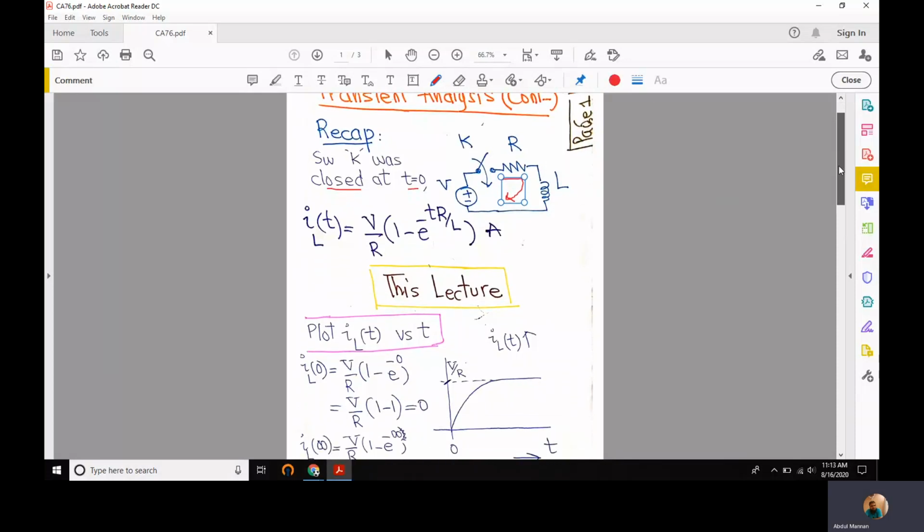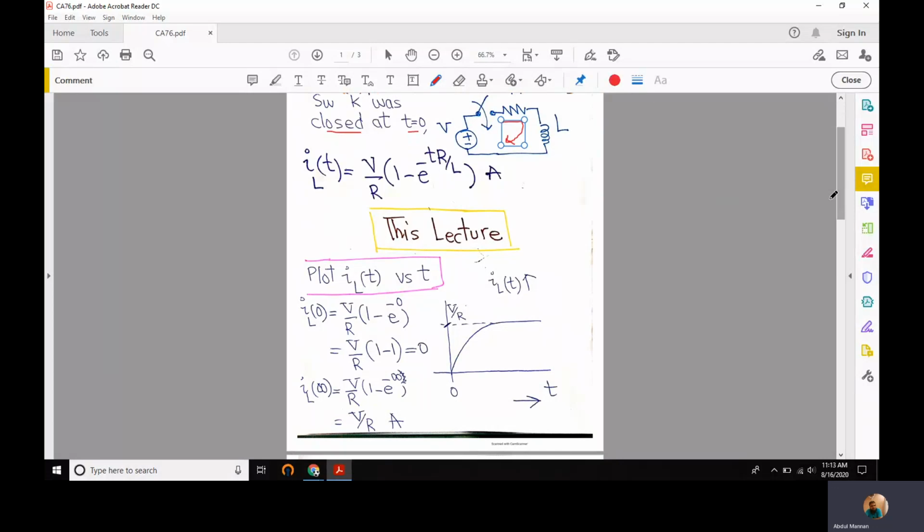In this lecture, we will continue our work and plot I sub L of t versus time. For that, we have to plot it for different values of time. We already know that functions of the form 1 minus e to the minus t times a constant have a shape like this. The initial value can be obtained by putting time t is equal to 0, and it comes out to be 0. The final value can be computed by putting time t is equal to infinity, which comes out to be V over R. So this is the maximum value.